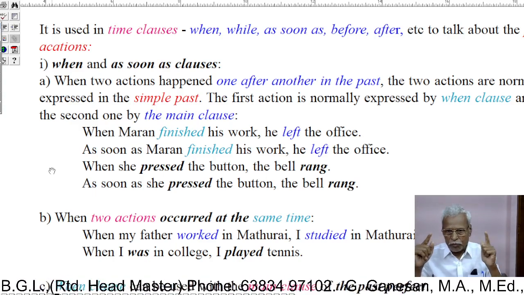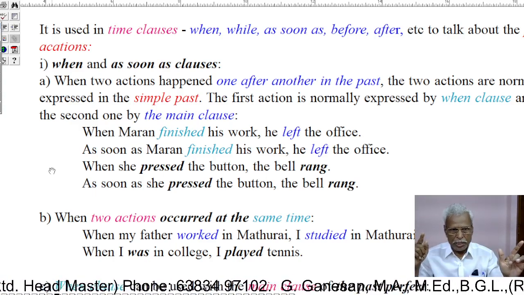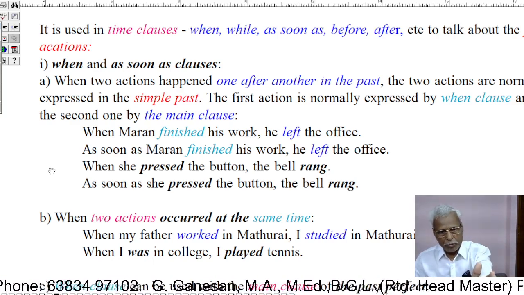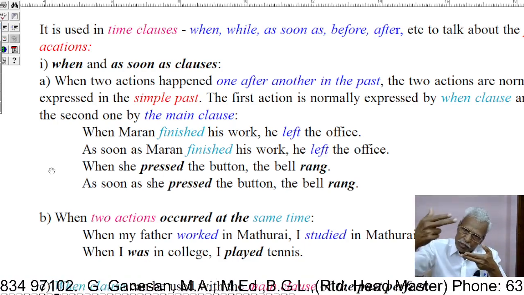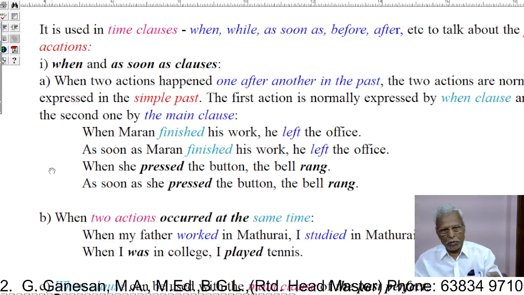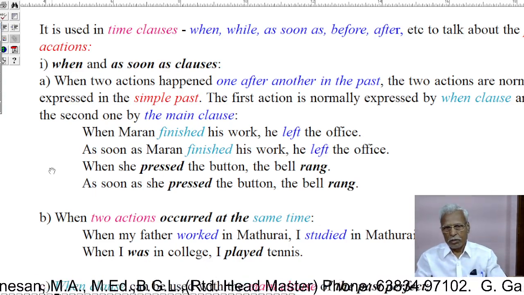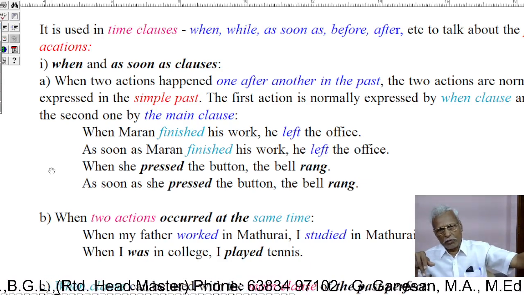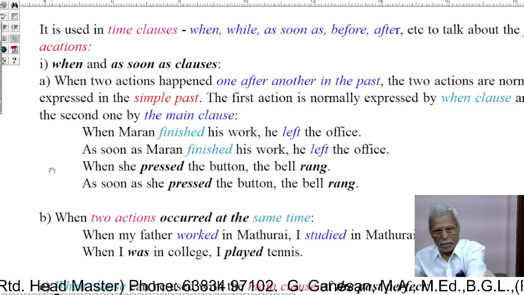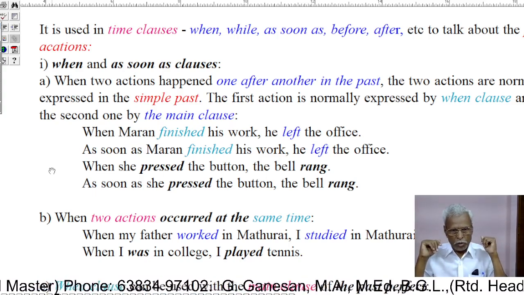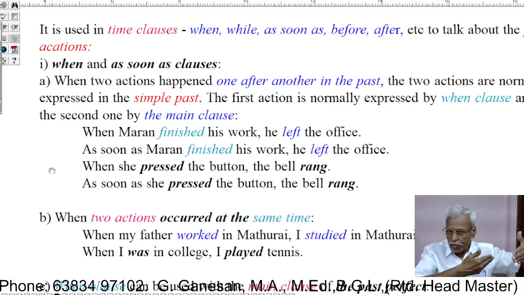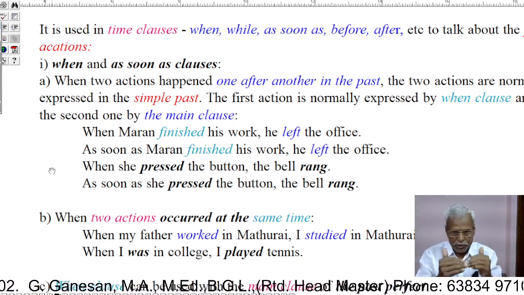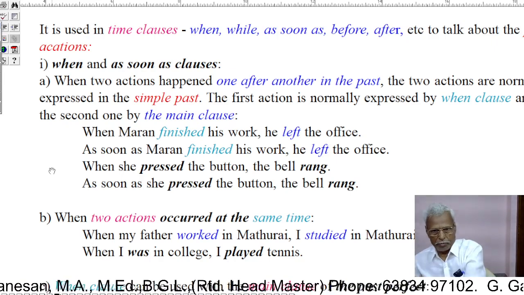When two actions happen one after another in the past, the two actions are normally expressed in the simple past. The first action is normally expressed by the when clause and the second action by the main clause. Let us see. When Moran finished his work, he left the office. Finished his work, first action. Left the office, second action. So when Moran finished his work, the first action is in the when clause. He left the office, main clause, second action.